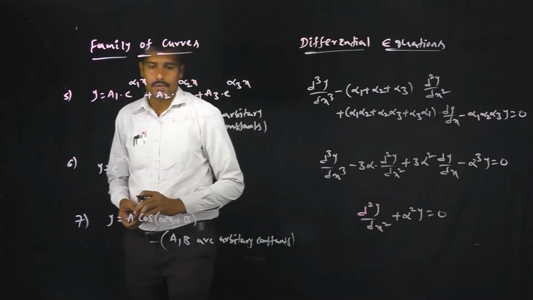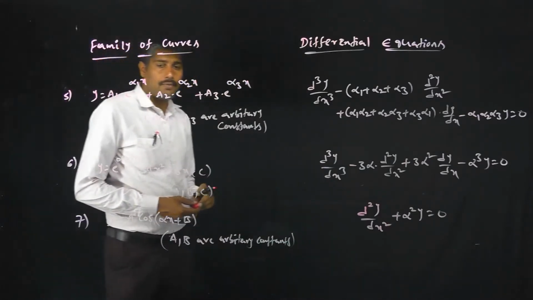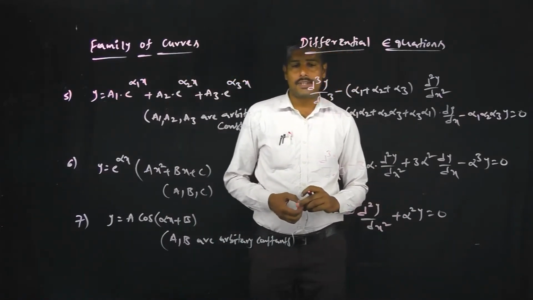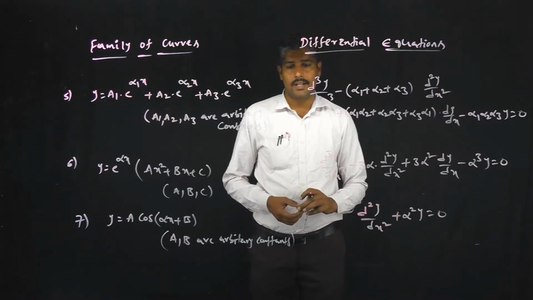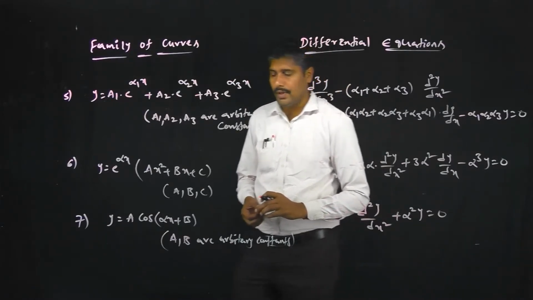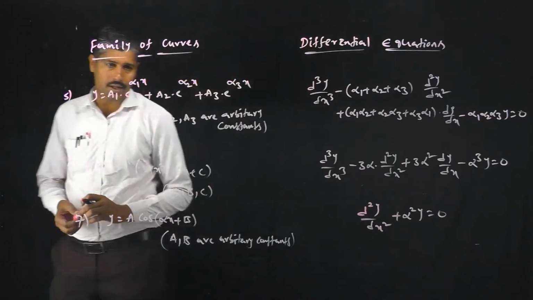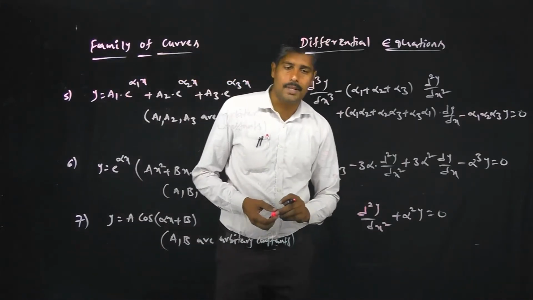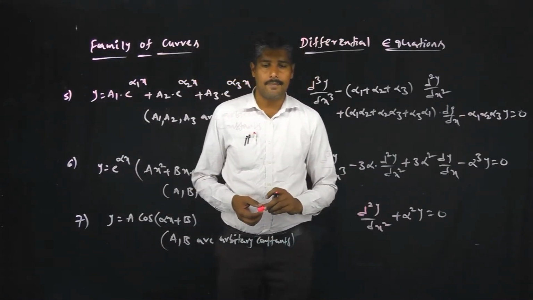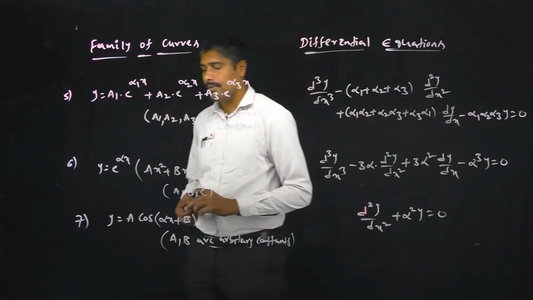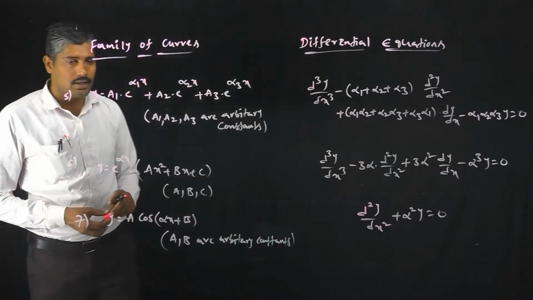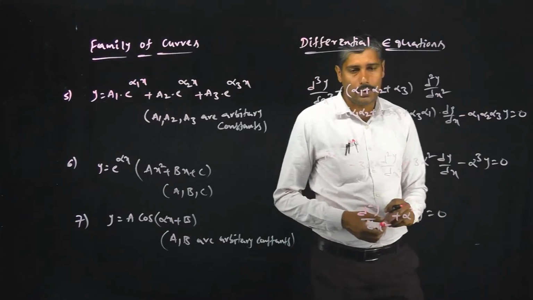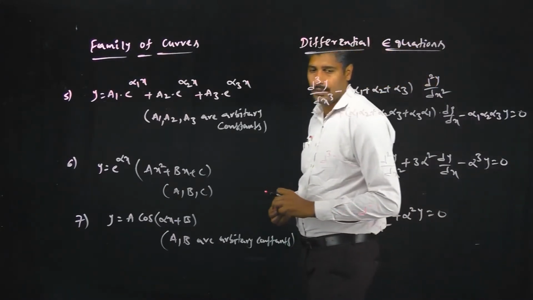Suppose the curve is like this: y equal to a1 into e power alpha1 x plus a2 into e power alpha2 x plus a3 into e power alpha3 x. Here a1 comma a2 comma a3 are arbitrary constants. For removing the arbitrary constants, we get the differential equation d cube y by dx cube minus of alpha1 plus alpha2 plus alpha3 into d square y by dx square plus alpha1 alpha2 plus alpha2 alpha3 plus alpha3 alpha1 into dy by dx minus alpha1 alpha2 alpha3 y equal to 0.